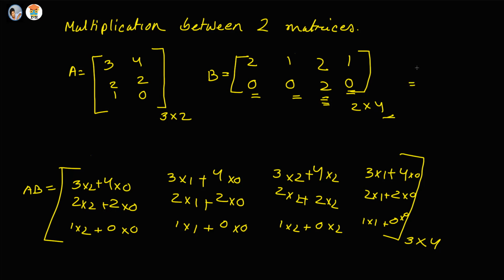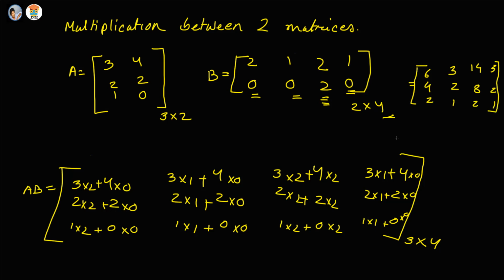Therefore the result will be, here we'll have 6, here we'll have 4, and here we'll have 2. For the second column we will have first element 3, second element 2, third element 1. For the third column we will have 14, 8, and 2, and for fourth column we will have 3, 2, and 1. This will be the result.